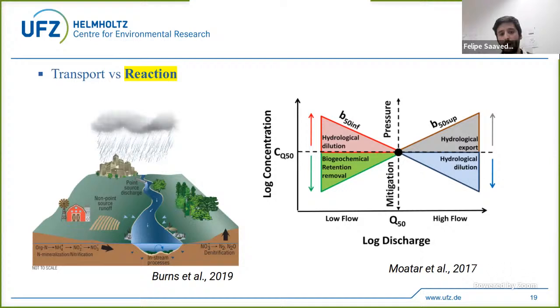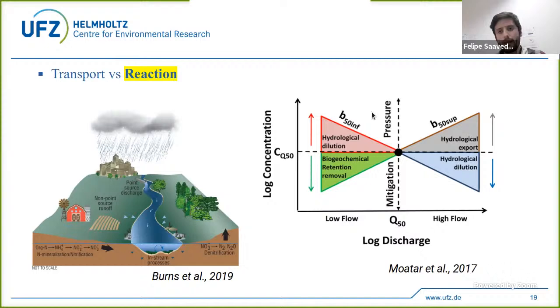But there's another process in the soil that I didn't explain, and it's about having this nitrogen in the soil. If we had nitrate in the soil, it would be flushed immediately because it's highly soluble in water. So in reality, nitrogen is stored in the soil as organic nitrogen, and we need a few reactions to convert it to inorganic nitrate and then to flush it. And for these conditions, normally we need some moisture in the environment.